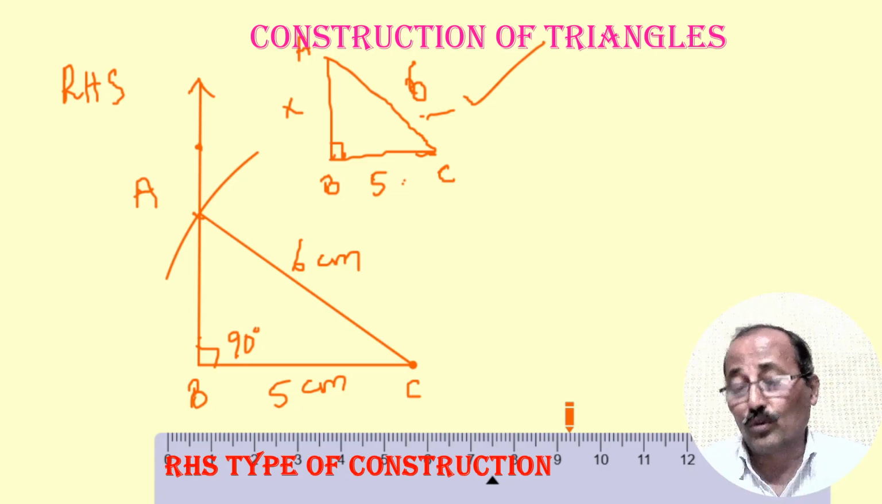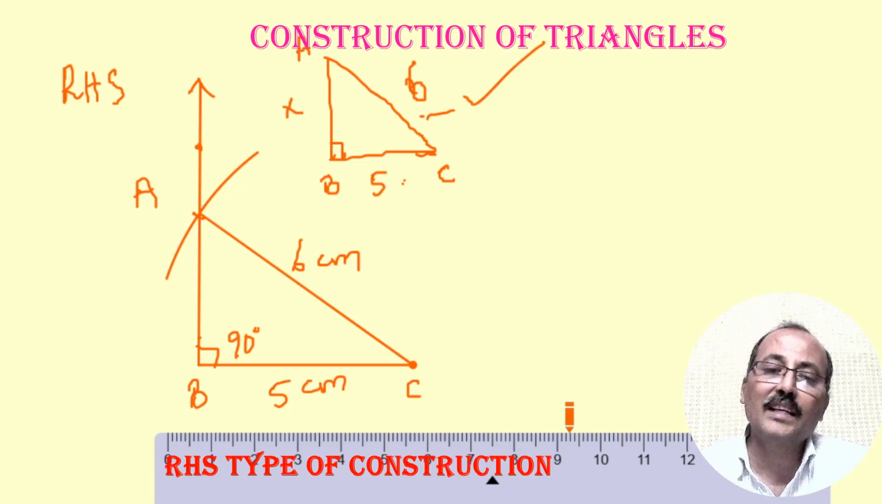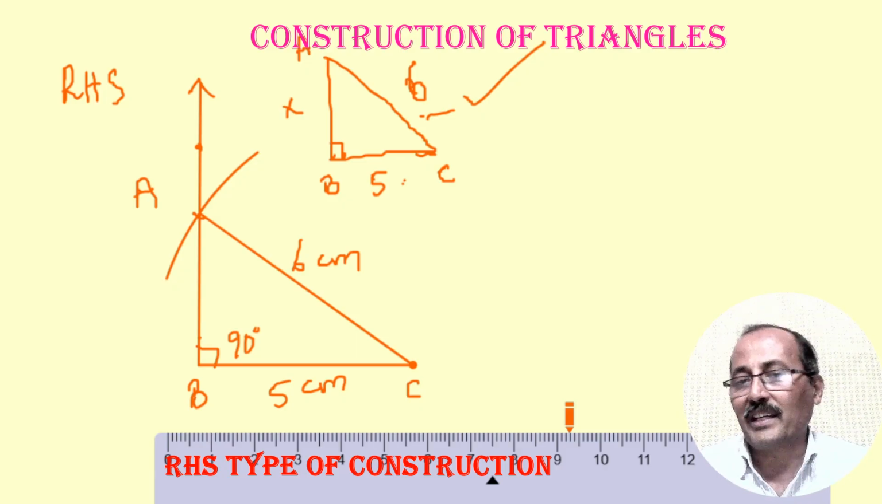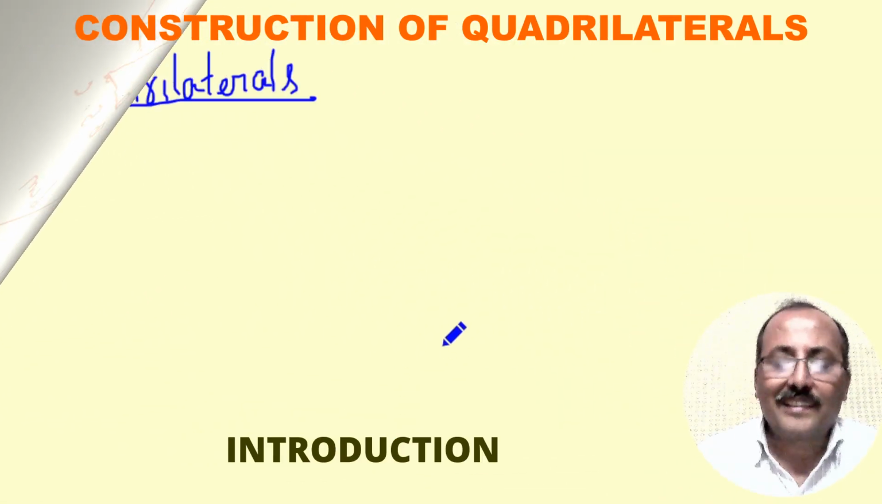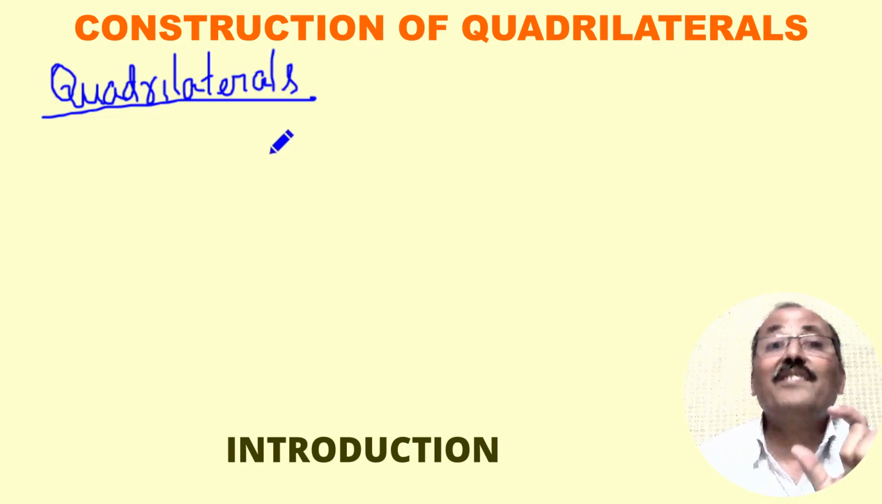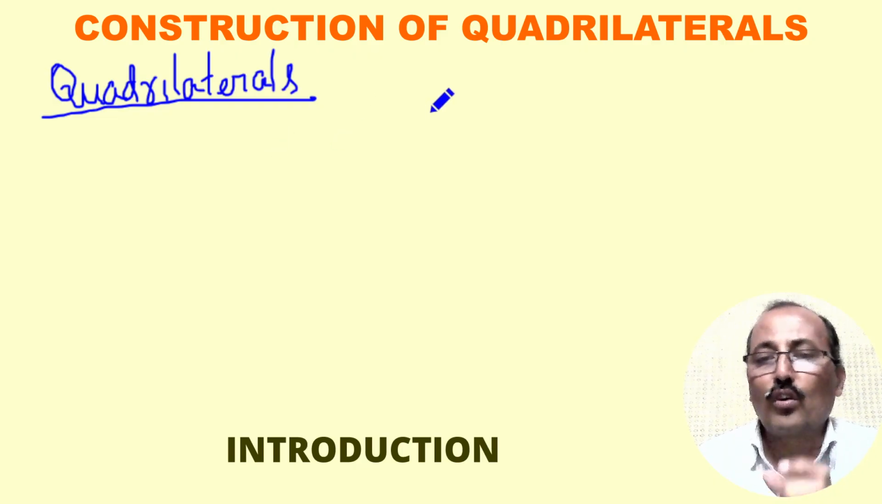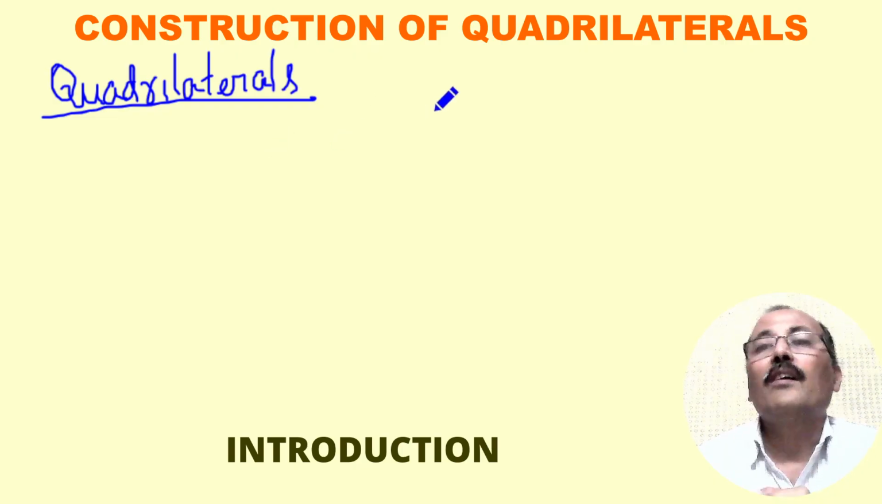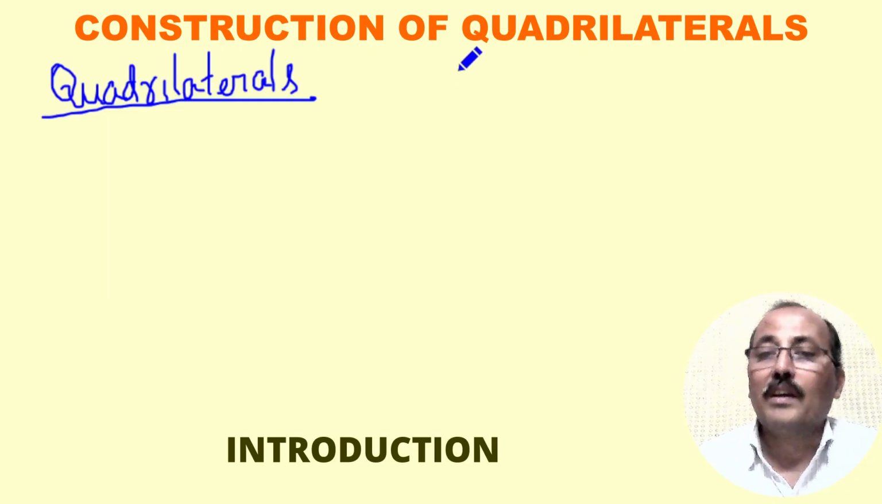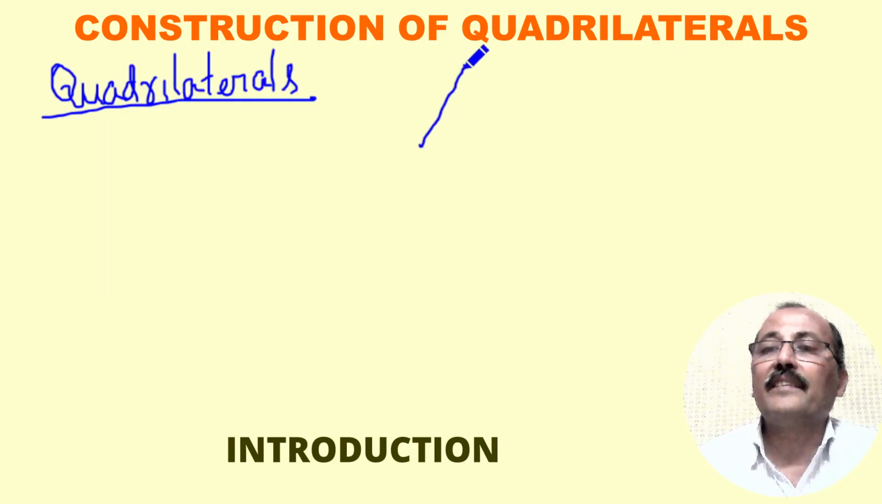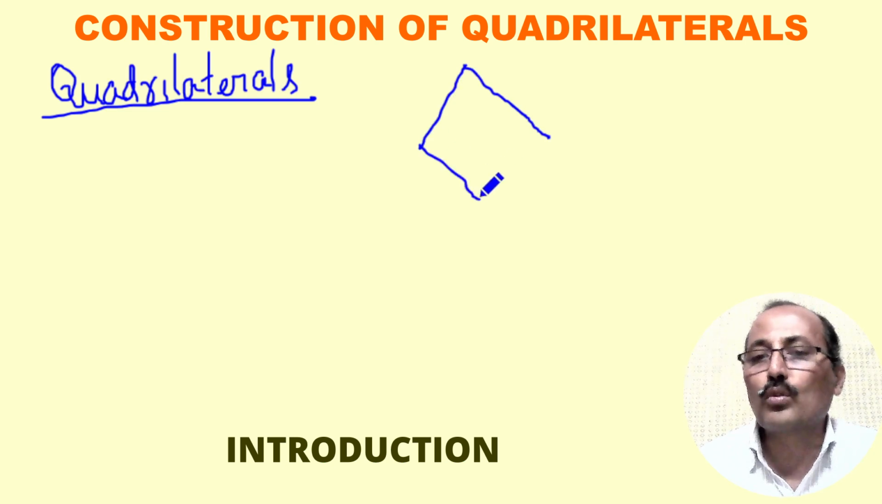So now, if they have given measurements, you have to draw a rough diagram and go on doing the construction. Okay, my dear children, let us meet in the quadrilateral. My dear children, the next topic is construction of quadrilaterals. I know you are going to feel that quadrilaterals are very tough, but it is not so. Why? Because we are going to divide this quadrilateral into 2 triangles.